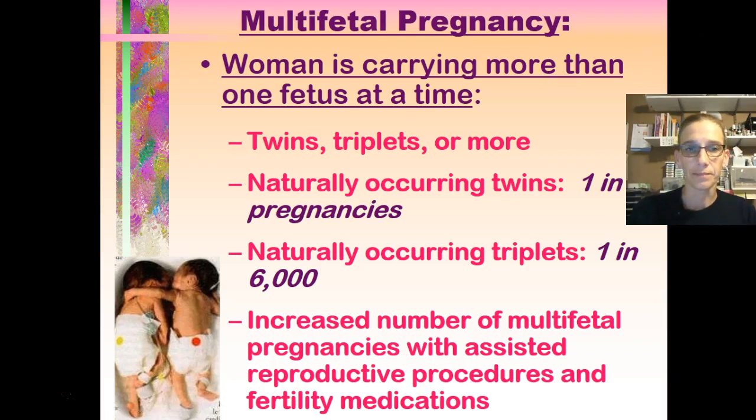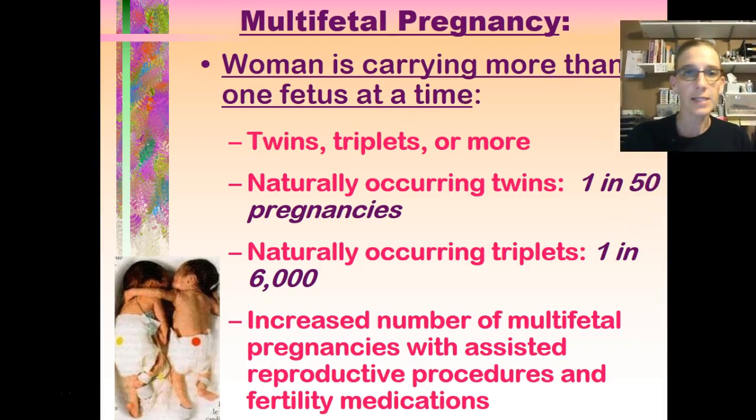All right, I'll talk just a bit about multifetal pregnancy. When the woman is carrying more than one fetus at a time, it is considered a multifetal pregnancy. This can be twins, triplets, or more. I know my daughter loves to watch that show, Outdaughtered, where they have quintuplets, all girls. Naturally occurring twins occurs 1 in 50 pregnancies. Naturally occurring triplets, 1 in 6,000 pregnancies.